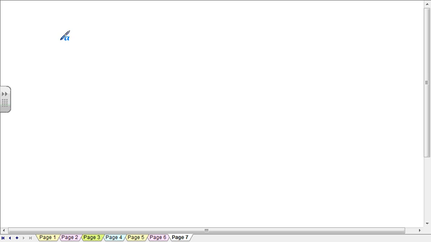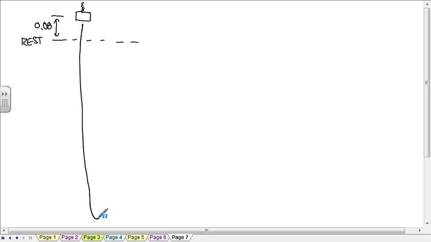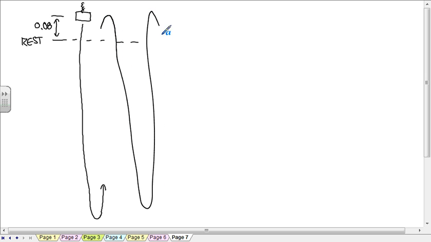So the spring's resting length is here. It's lifted up 8 centimeters. And released, and it goes all the way down to 2 meters before it starts to come back up. And it'll come back up and get exactly up to where it started before and just keep repeating that cycle. That's very asymmetric with respect to that resting length.